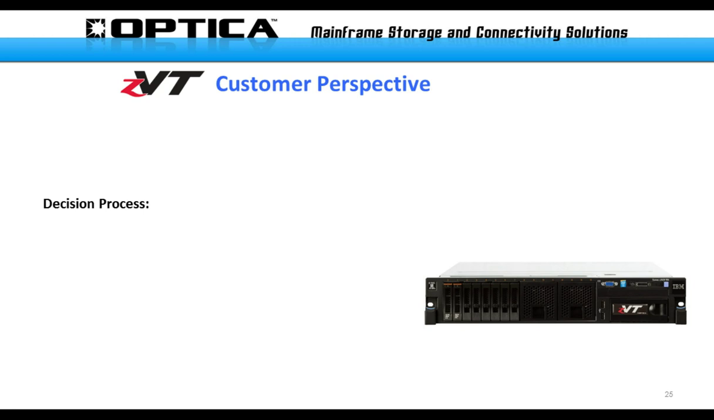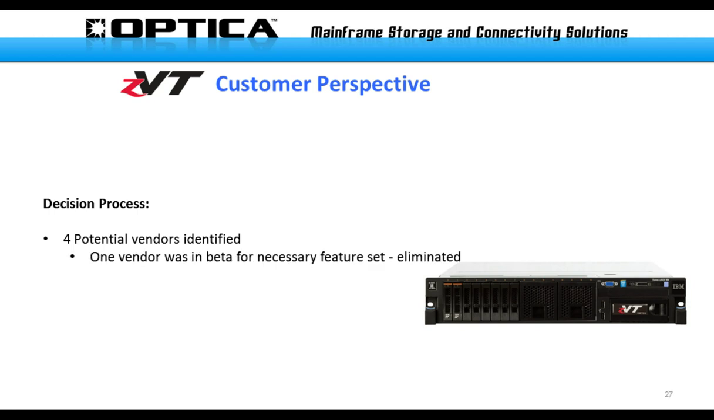So the decision process, and everyone does it slightly differently. You have to hit all the marks. How do the demos go? How responsive? What are the numbers? How does that all play? But for us, we identified initially 4 potential vendors. We are a relatively small house, 110 MIPS on some Z14s, so we weren't going to go for the big guns necessarily.